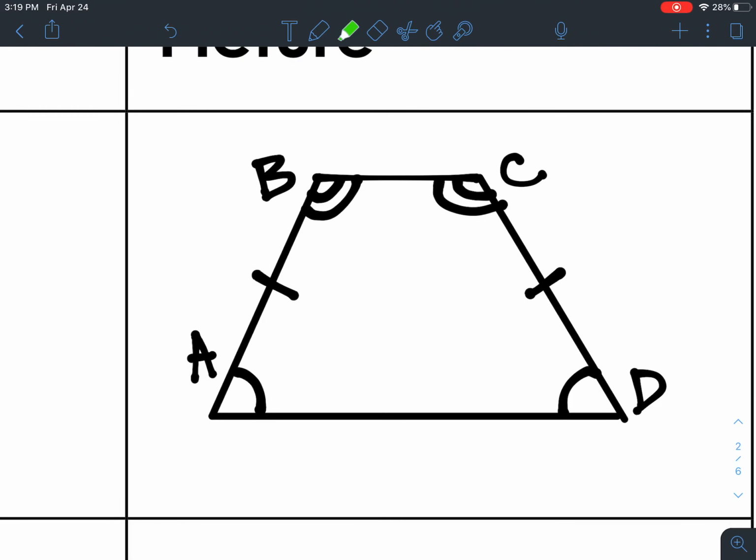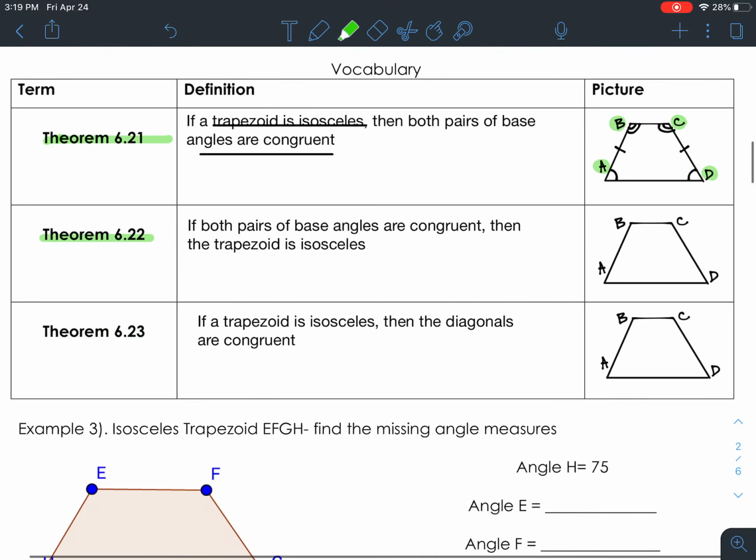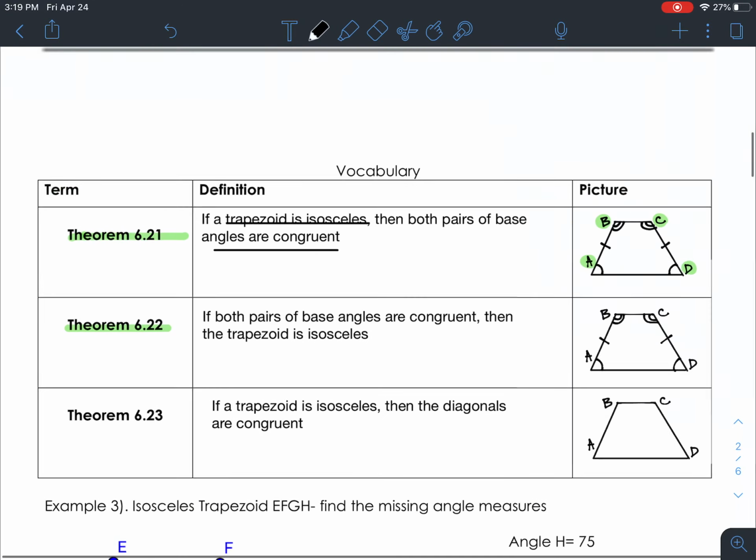We would know, though, that A and B would still have to be supplementary, and same with C and D, because they're same side interior angles. Now, 6.22 is the converse of this, which means that this time, if I'm given that angle A is congruent to angle D and B is congruent to angle C, this is our given information. The conclusion then is that AB is congruent to CD, that it's isosceles.